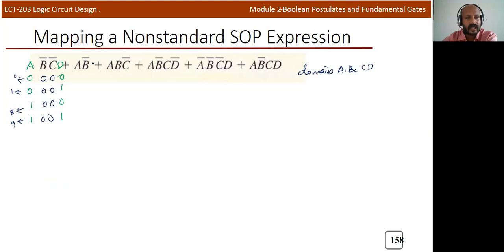Here C and D are missing, so we can put C and D here: 00, 01, 10, 11, 4 different combinations for C and D, and we keep A and B bar fixed, so 10 10 10 10. So you get 8, 9, 10, 11. Okay, 8, 9, 10, 11.